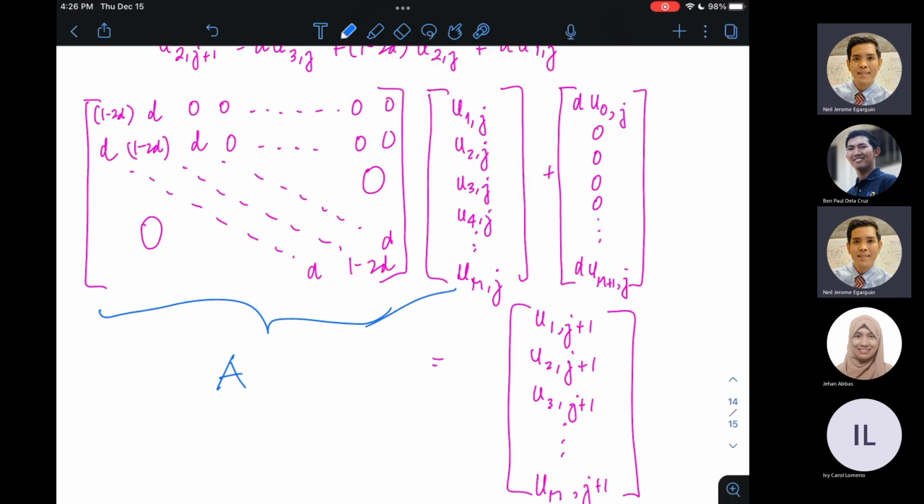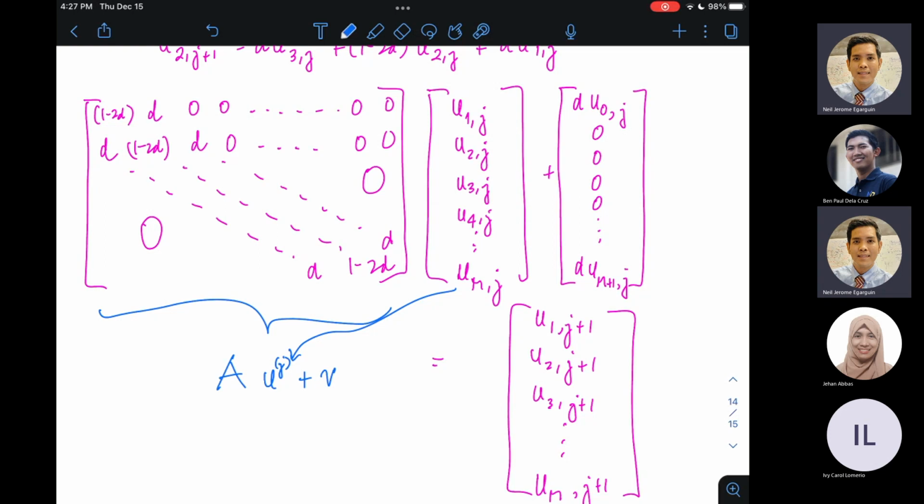Now, this guy is another story. This is u, but it depends on j. So I'll call it u upper j. Para lang i-denote na ito yung vector consisting of the temperature values for all of our discretization points at time t sub j, right? And then plus, I'll add to it a vector v.